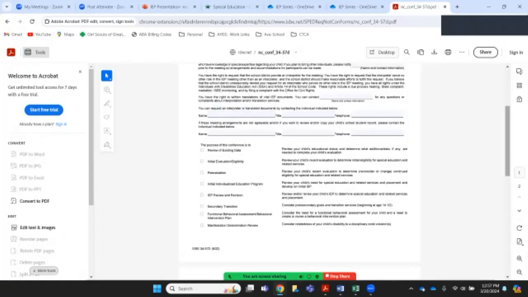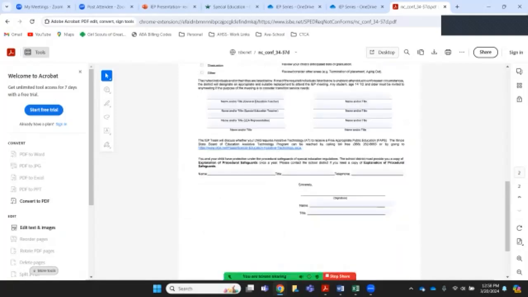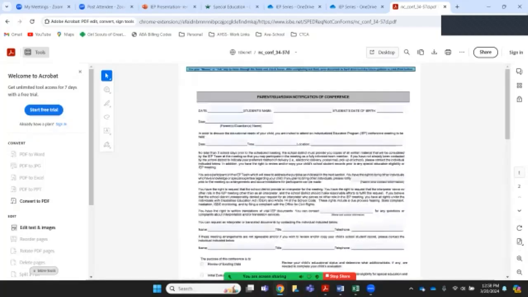If this is not agreeable to you and you wish to review and or copy your child's school student record, you need to contact these people. So everything will be filled out, and then the person will sign off on it, indicating we've provided you with this. They should also provide you with a copy of your procedural safeguards. Most likely they'll provide that to you at the IEP, but sometimes it will come in the mail. Mostly it comes in the mail to you, but some school districts do email it, or they do both. They email it out to you, and then they will also send you a copy in the mail.